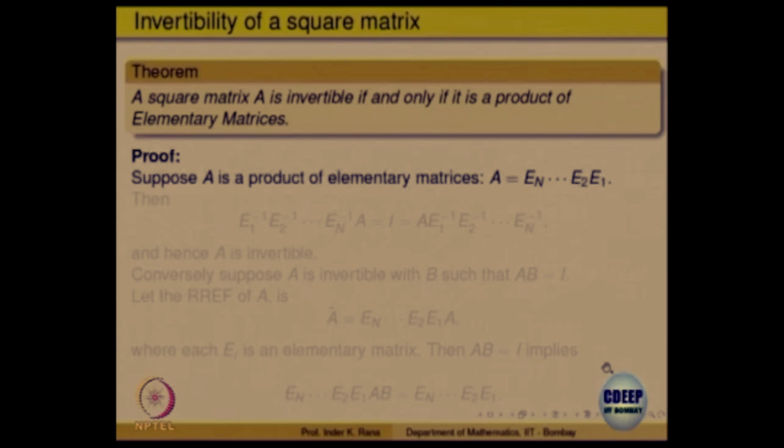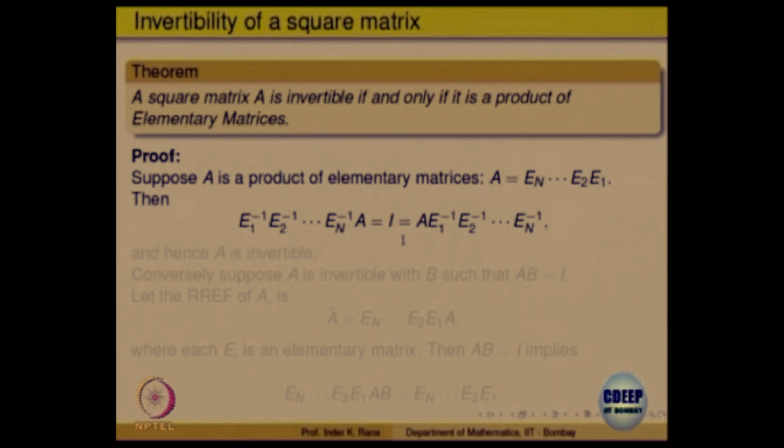So let us look at that proof. Suppose A is a product of elementary matrices. This is the product. Then what is the inverse? I can multiply, and both will be equal to identity. Because if this is A, I multiply on the left by En inverse, this En will be gone. I bring En minus 1 inverse on the left side. What will be left is identity. So that is equal to this, and similarly the other one.